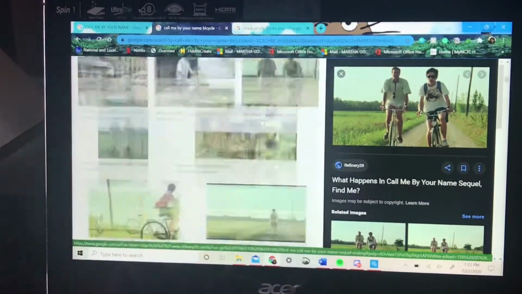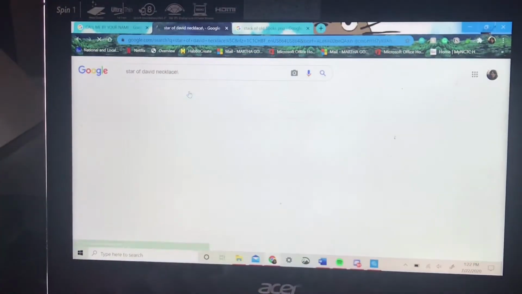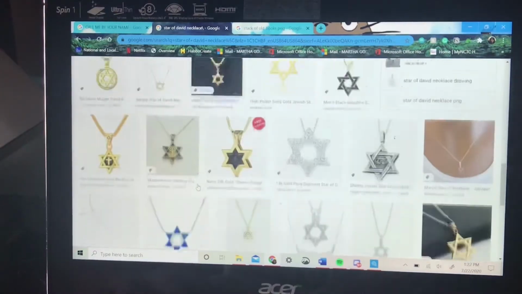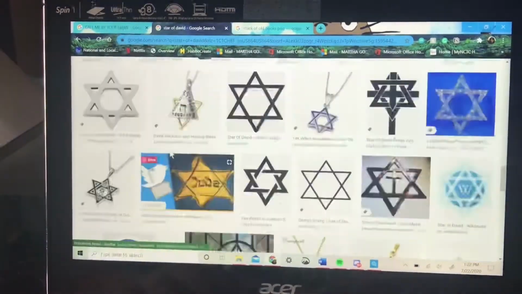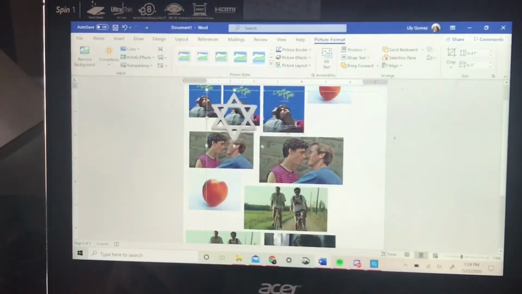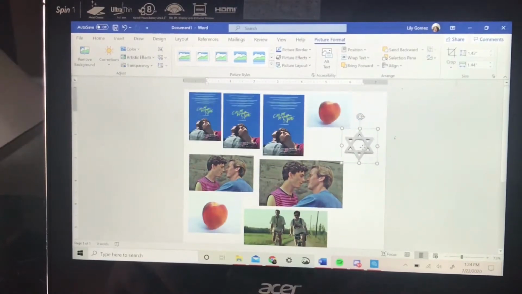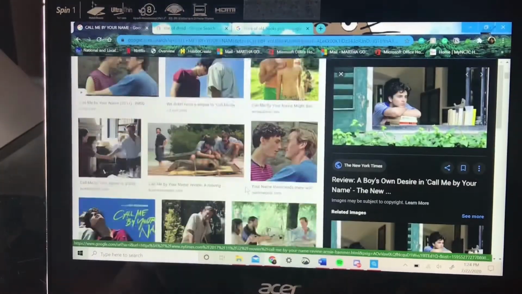If I am ever stuck on what to paste in the Word document for the spread, I just like to go through some of the pictures and see what pops up, and what popped up in my brain was Elio and Oliver's Star of David necklace. So I searched one up, realized that a necklace was kind of hard, so I just searched up Star of David and I found that picture.